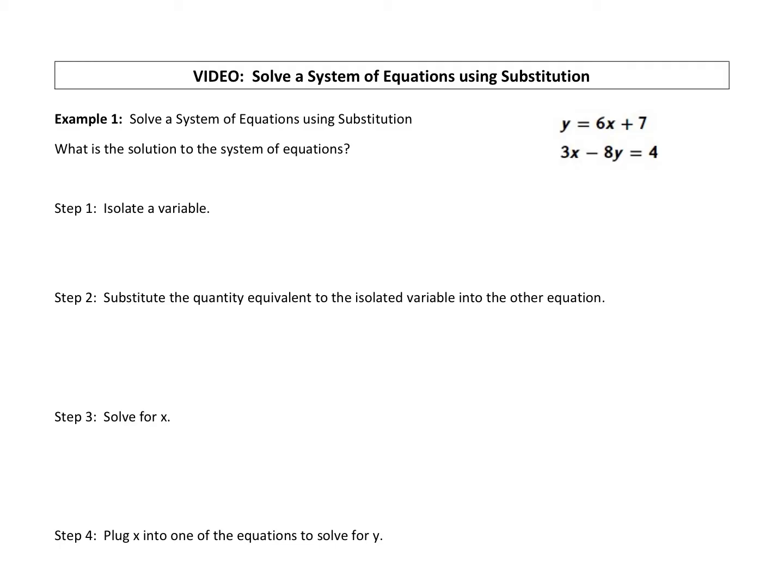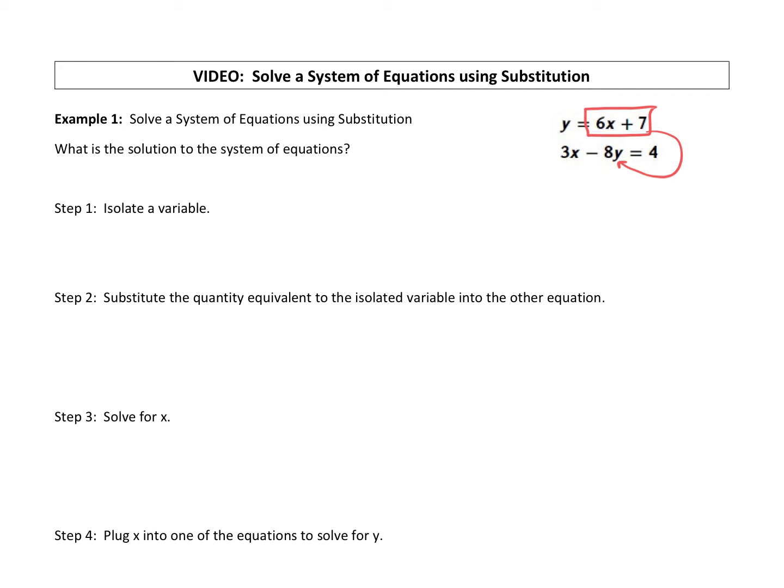What I always do is if y equals 6x plus 7, I'm going to put a box around the 6x plus 7. That leads us to step 2. Step 2 says substitute the quantity equivalent to the isolated variable into the other equation. So essentially, you're going to substitute one equation into the other one. And when we boxed out the 6x plus 7, that is getting substituted into the other equation. Should we substitute it in for the x or in for the y? Because y equals that 6x plus 7, it does need to go in for the y.